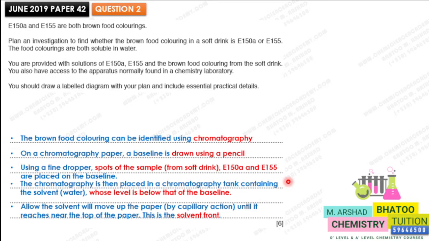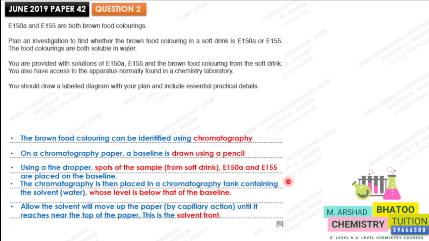The solvent will move up the paper. When the solvent moves up the paper, it passes through the spots on the baseline. It will separate those spots, especially if the spot is a mixture, into its different components while it moves, depending upon the different solubility of the spots in that solvent moving up the paper.